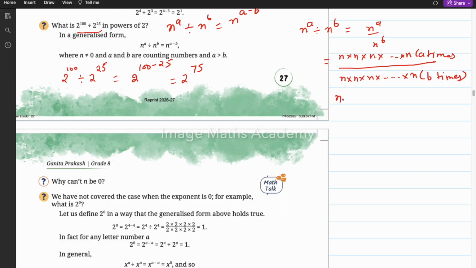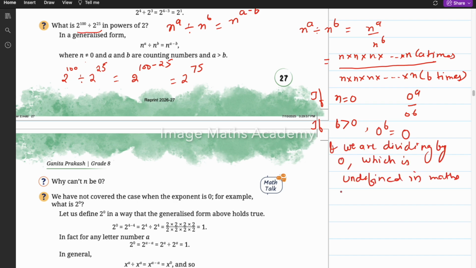If we take n equal to 0, both numerator and denominator involve multiplying by 0, then the denominator becomes 0, like 0 to the power a upon 0 to the power b. So if n equals 0 and b is greater than 0, then 0 to the power b is 0. We are dividing by 0, which is undefined in mathematics. For example, 0 to the power 3 upon 0 to the power 2 is equal to 0 upon 0, which has no defined value.